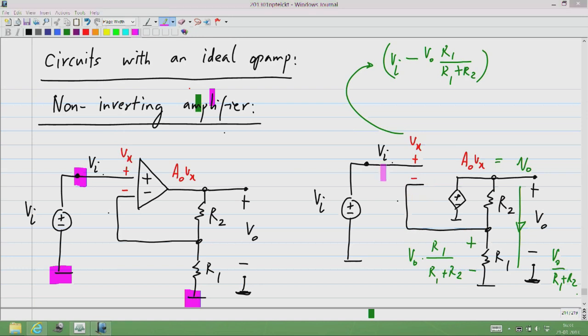So this is what I mean by a virtual short. It's not a real short. There is no wire connecting between these two. In that case, a current can flow. Here, the current cannot flow into this wire regardless of the value of A0. This wire is just an open circuit here. No current will flow into the op amp. But because A0 tends to infinity, this voltage becomes zero. So that's why it's a virtual short and not a real short.